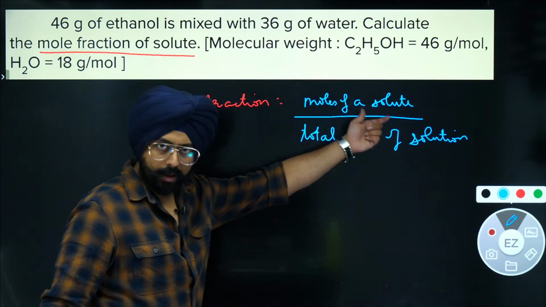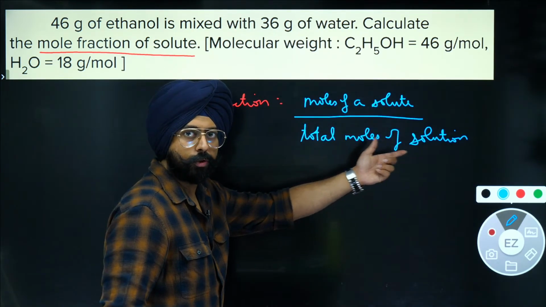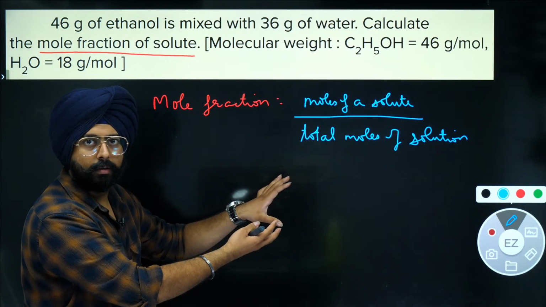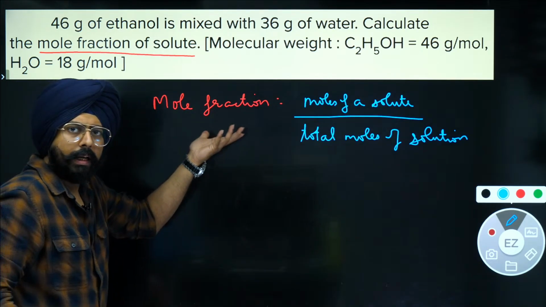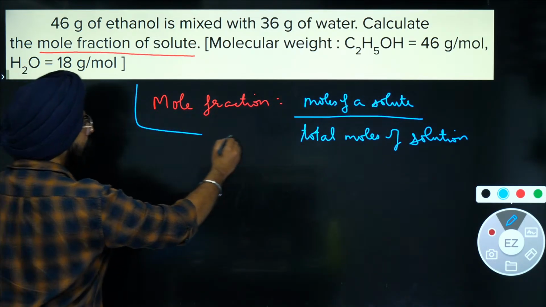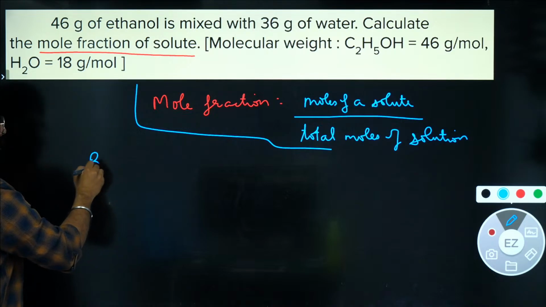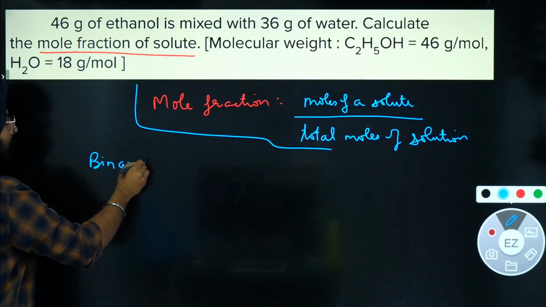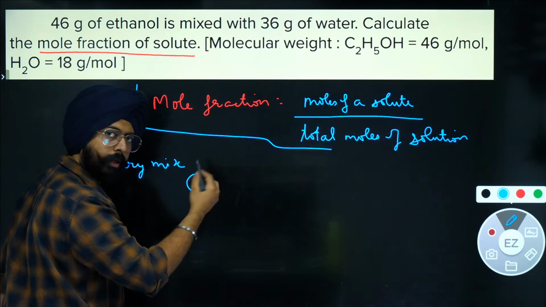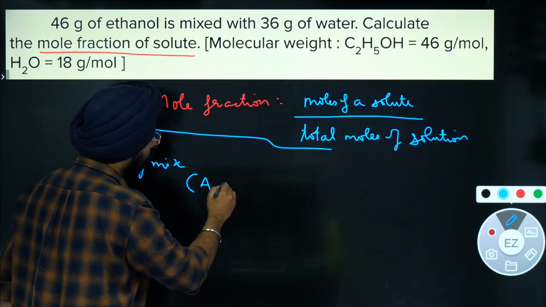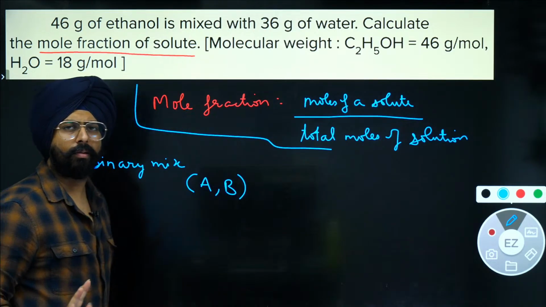Moles of one solute divided by the total moles of the solution gives you a fraction. This is the fraction of A inside the entire mixture. Now, let's say we have a binary mixture. So in a binary mixture, we have two components, A and B. No need to define solute and solvent right now.